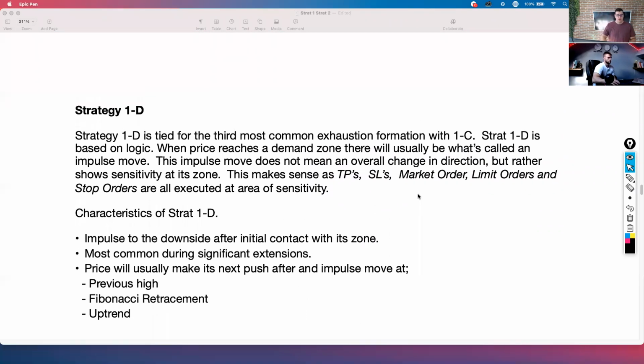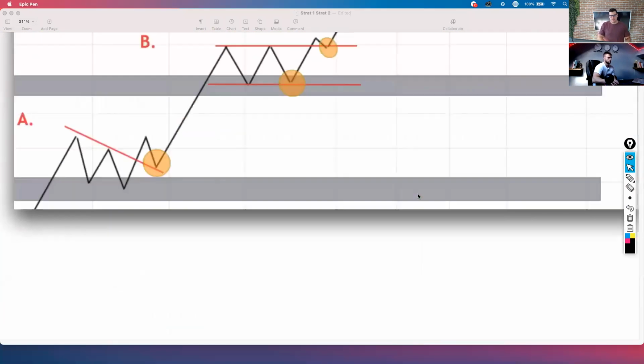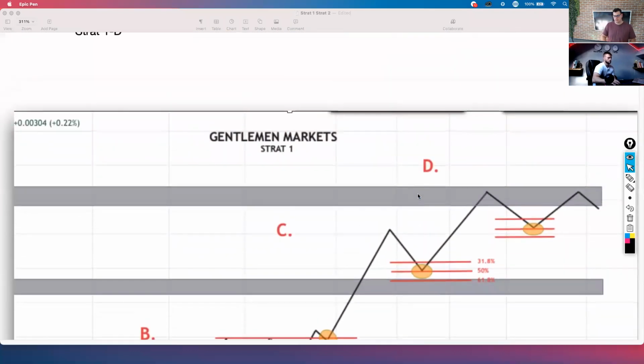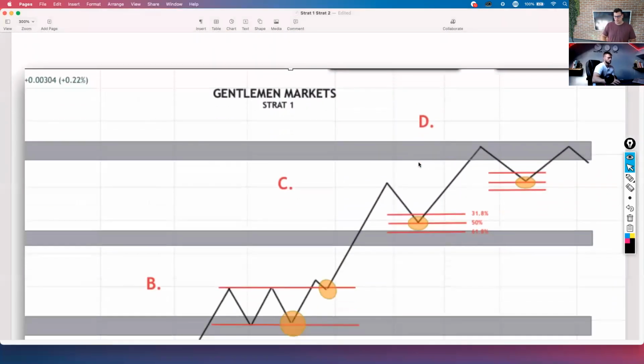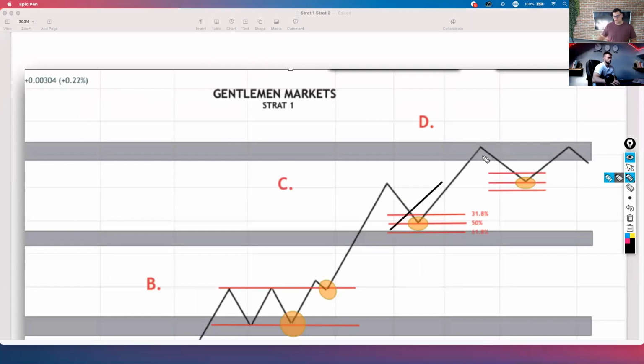All right, so strategy 1D, let's take it to the top. What is 1D here? As you can see, it is the impulse move. Okay, when price reaches a zone and impulses to the downside, then we look for a retest of the previous high. Let's talk about that.